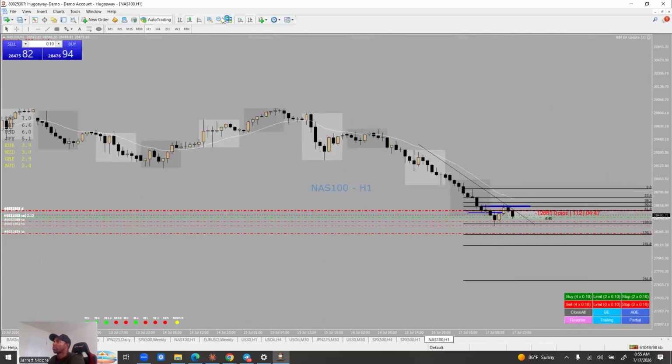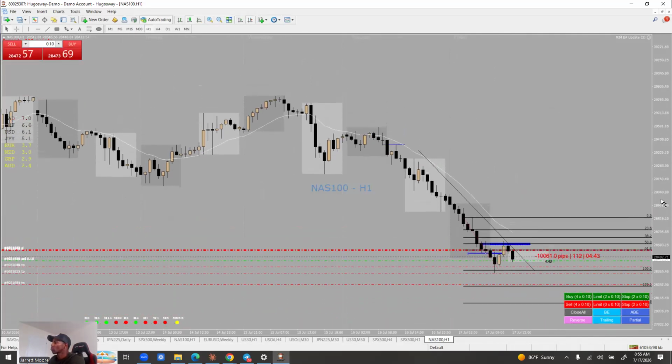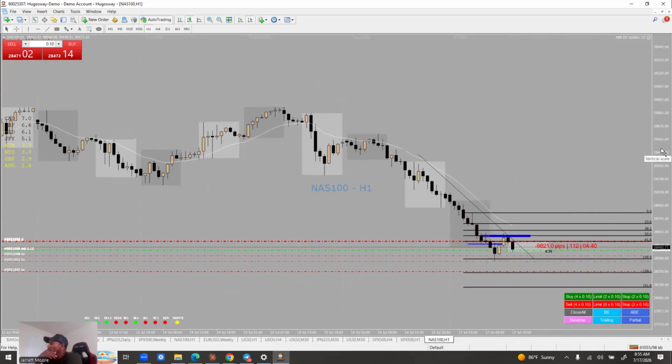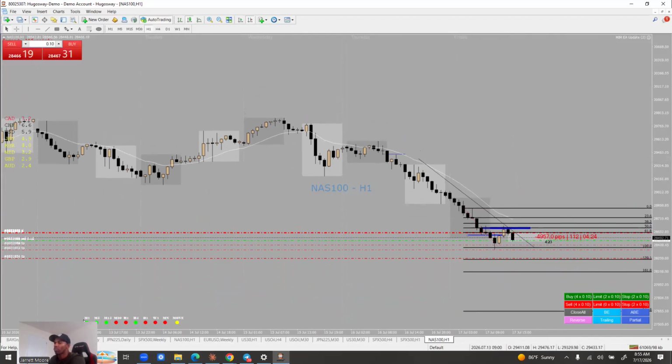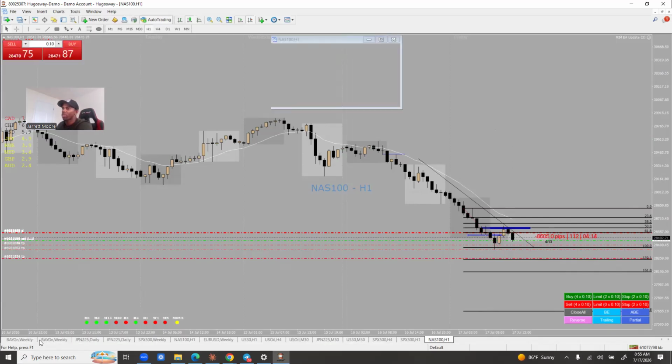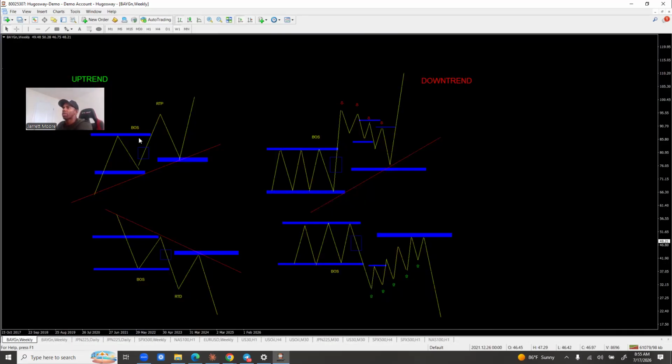Candles being stubborn, but it's okay. Now, while we're waiting on this, I'll go ahead and explain how I see the market. All right. This is how I see the market, guys.